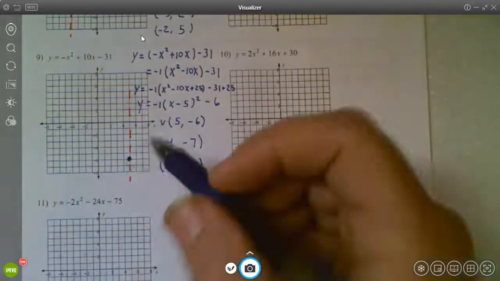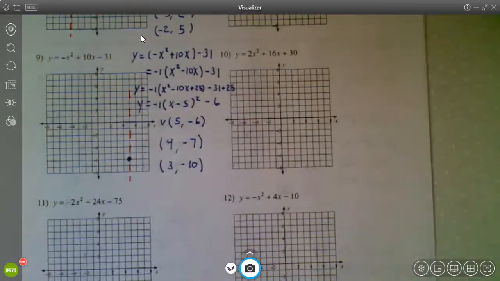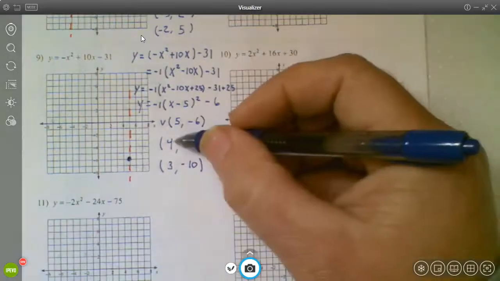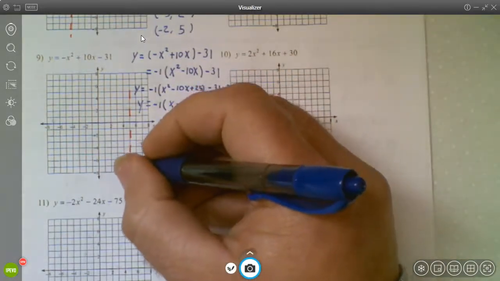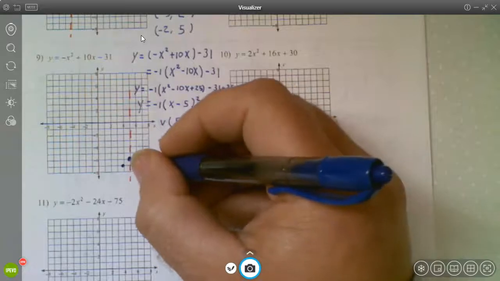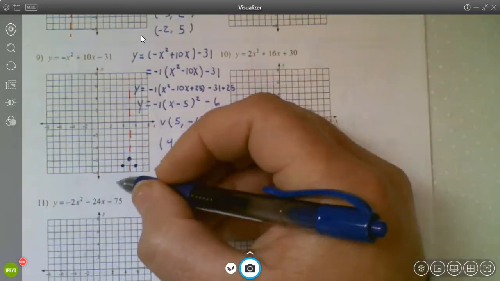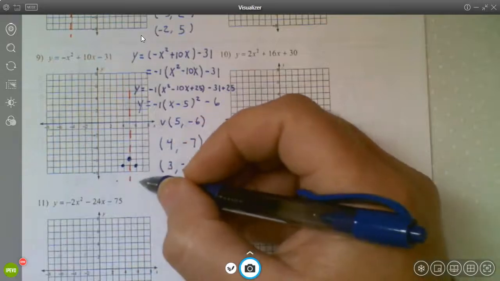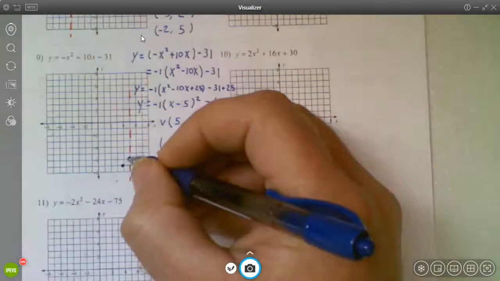All right, so this one's really going to kind of go off my grid here, so we'll get what we can, though. So 4, negative 7 would go right there, and I know it's going to mirror over to here. If I did 3, negative 10, it would be down here somewhere, so we'll just kind of do our best. And here's the mirror on the other side.